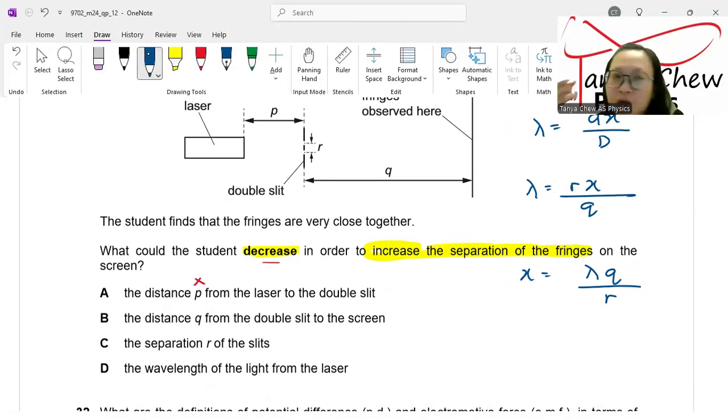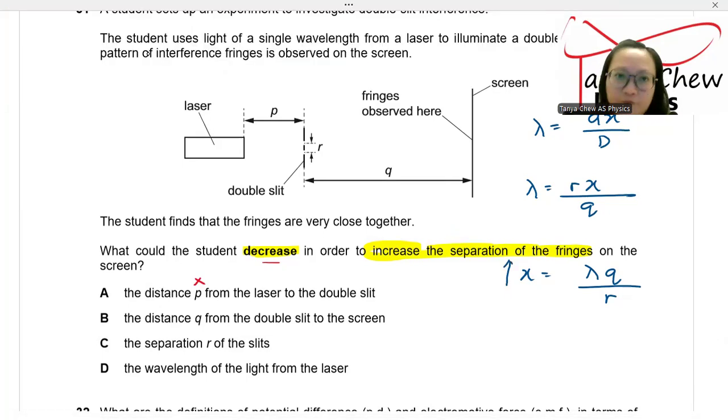So you have to be careful. These are all the careless mistakes that could have occurred. Even I myself also make careless mistakes. So beware of this kind of careless mistake. Read carefully. You see, just now I skipped reading. So that is why be careful, right? Decrease. Okay, I want to increase the separation of the fringe.